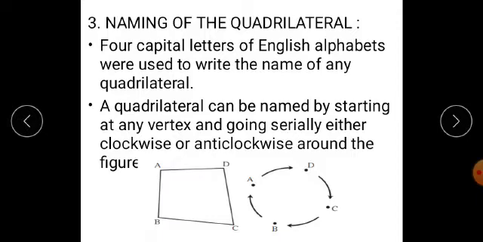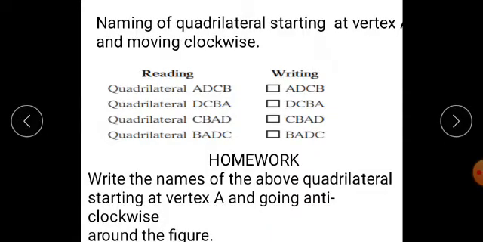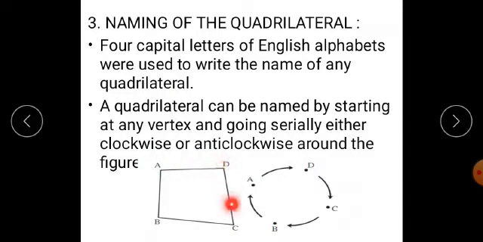So student, I have drawn quadrilateral ABCD, and now I am starting from vertex A and I am going clockwise. Therefore, the naming of the quadrilateral starting at vertex A and moving clockwise is reading quadrilateral ABCD, writing box ABCD. This is the writing, and we can say this as quadrilateral ABCD.